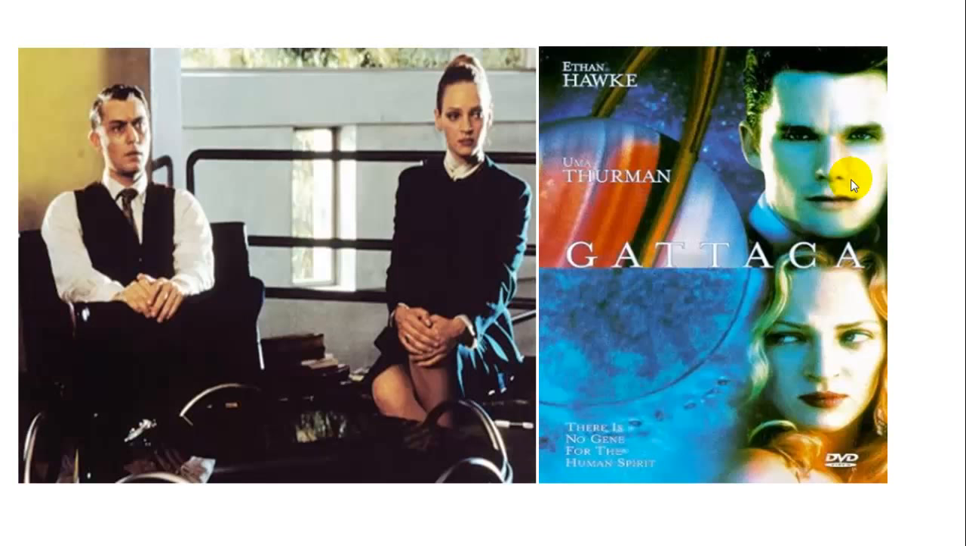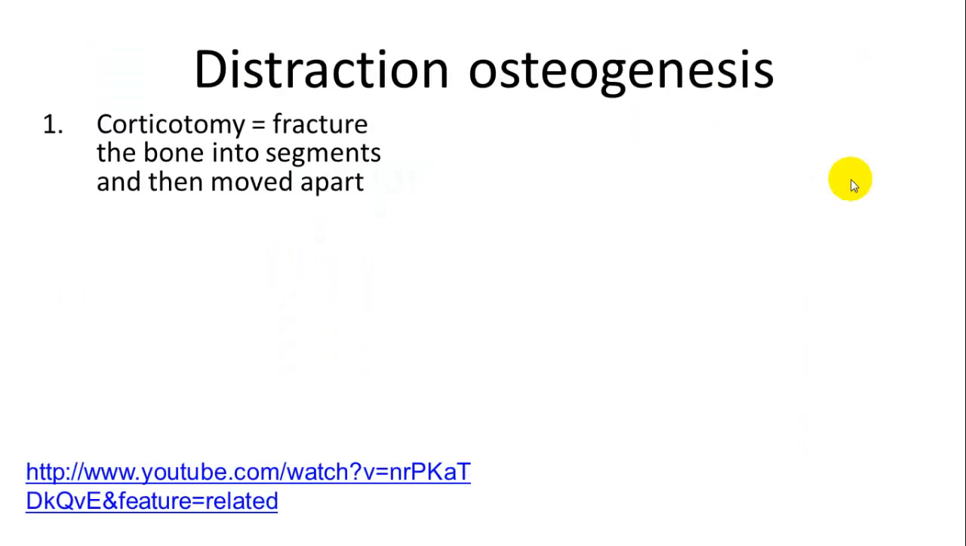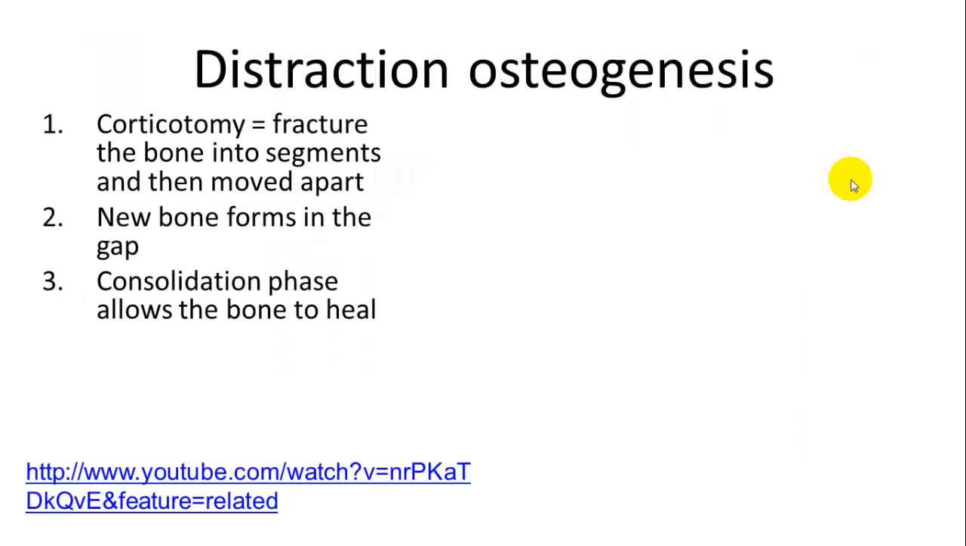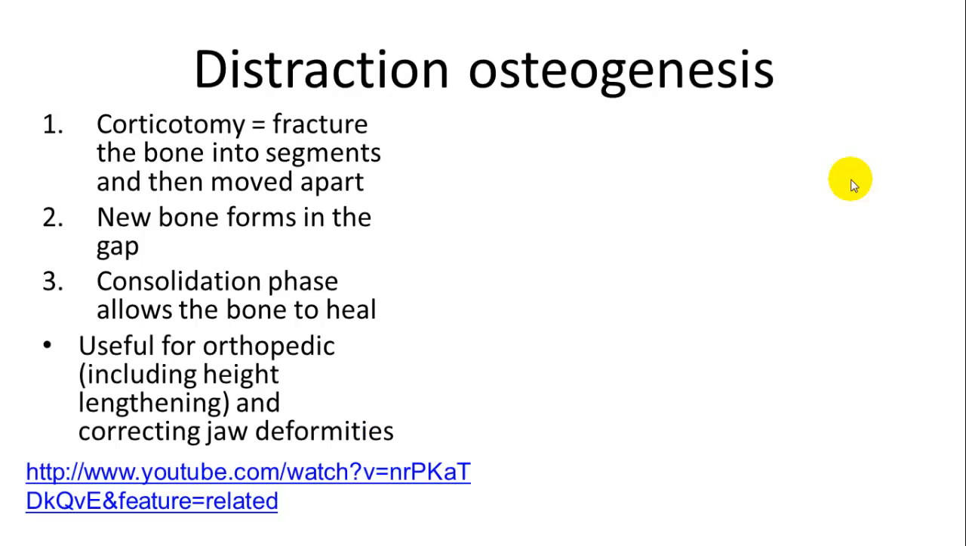Well, in fact, it can be done, and it is done in a medical procedure called distraction osteogenesis, which has these 3 steps. The first one is to fracture or break the bone, then slightly move them apart, usually with braces holding them in place, and then new bone will just form between where that gap is made. And as long as you keep it stable, it should form a longer bone area. Very useful for orthopedic procedures, including height lengthening.